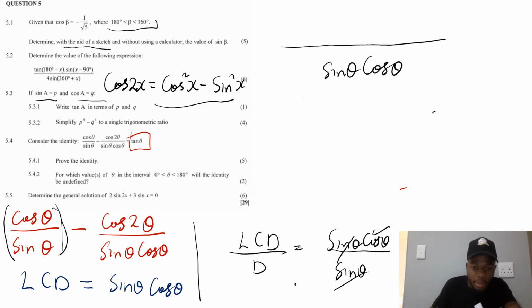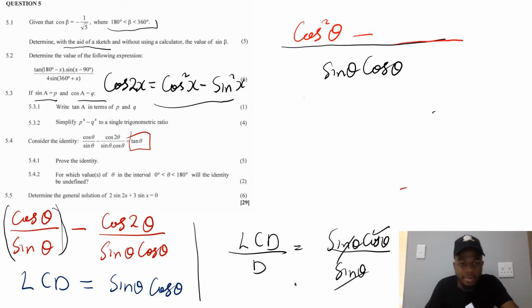So it will be cos theta multiplied by cos theta, which will be cos squared theta. Cos theta multiplied by cos theta becomes cos squared theta. And then this side obviously going to multiply with 1, so let me just leave it. So cos 2 theta.